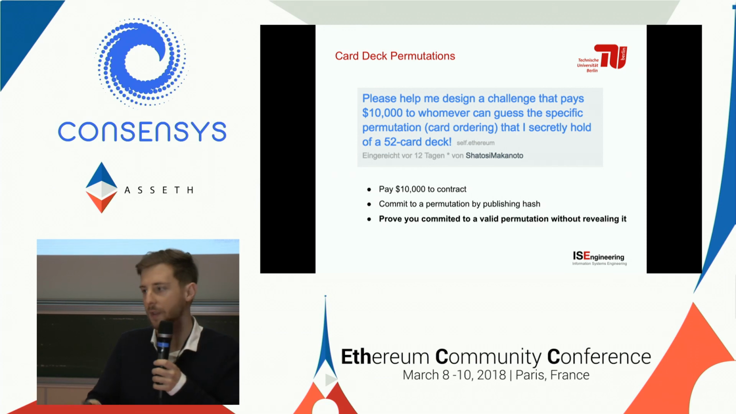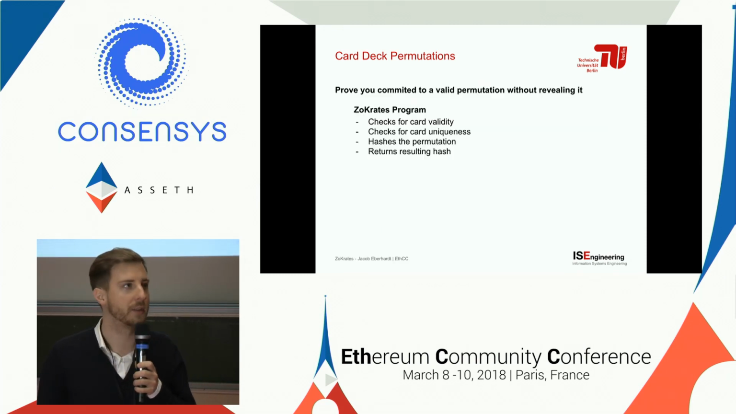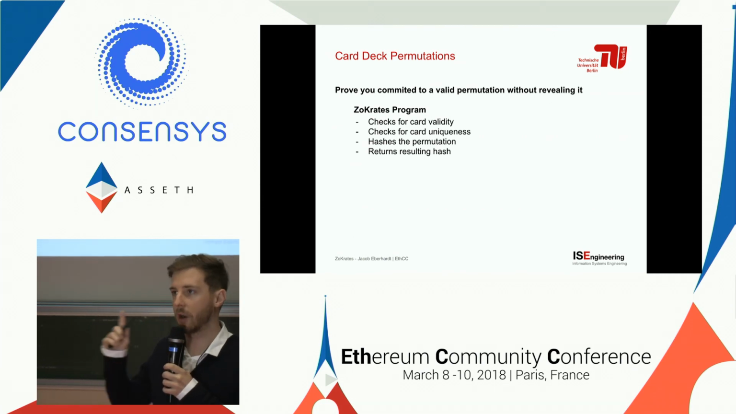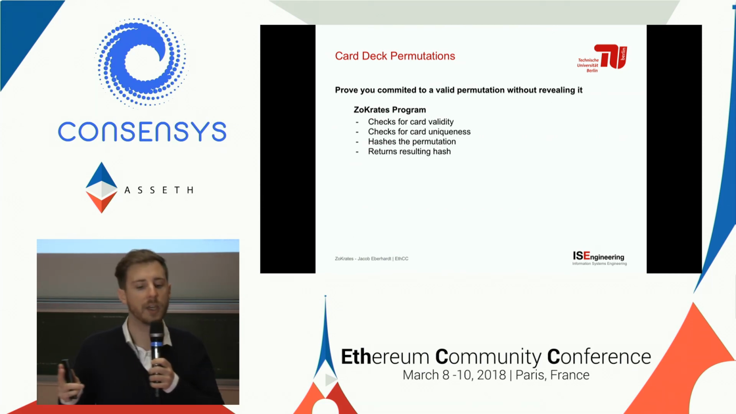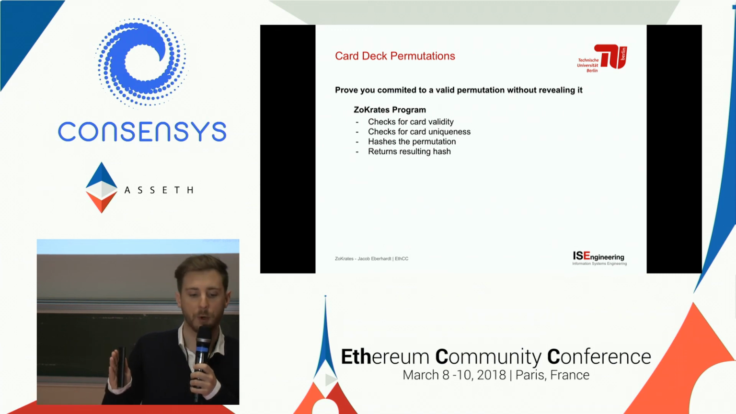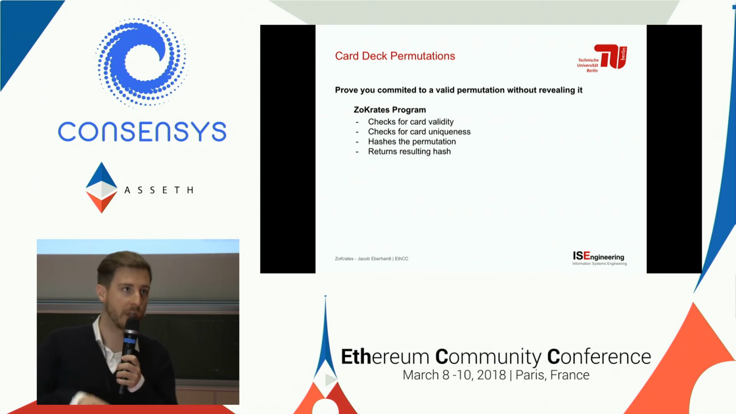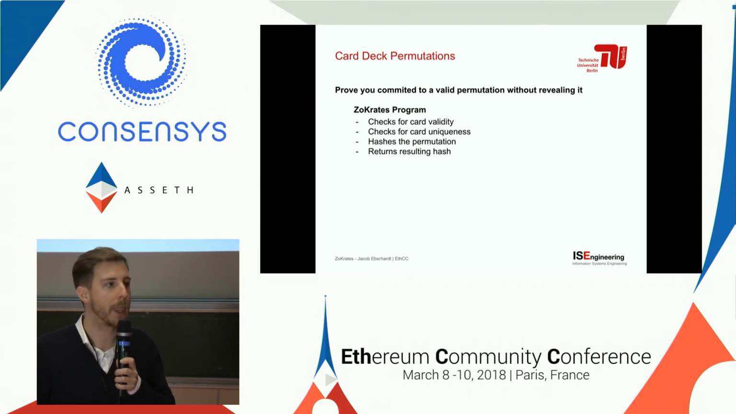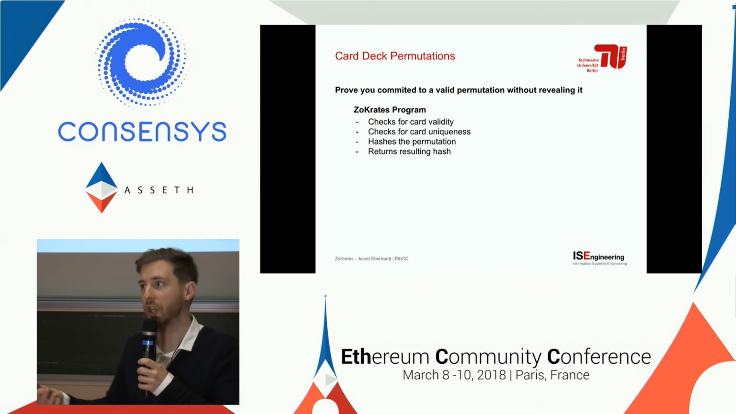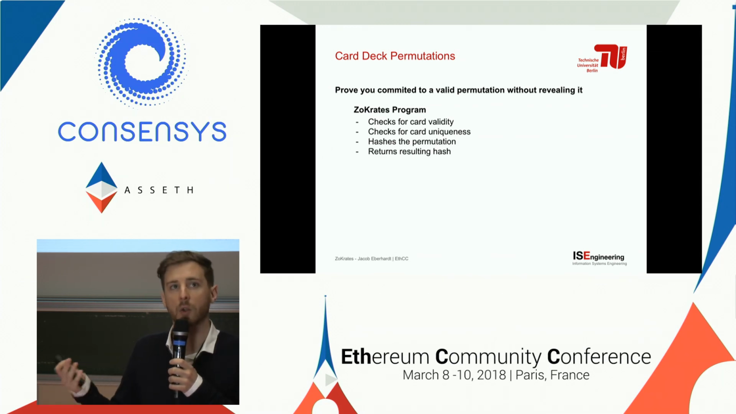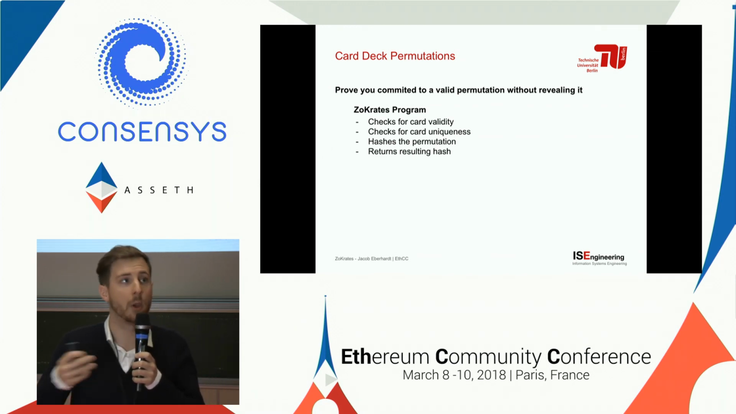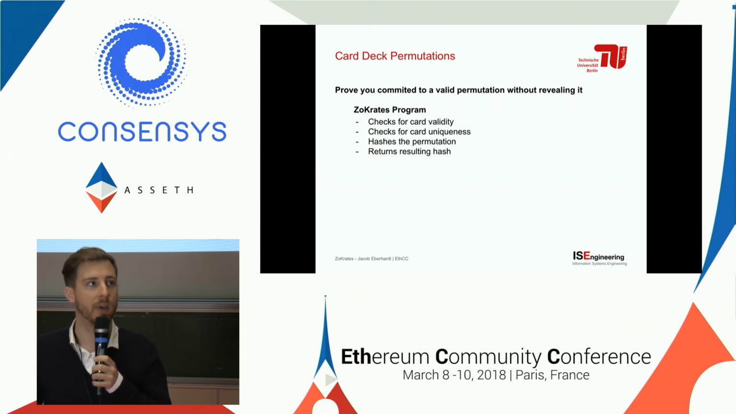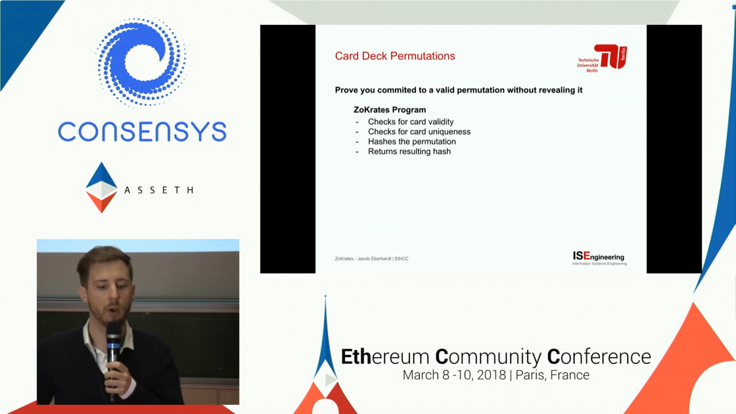And this third part here is where Socrates comes in, because that's what you can do with the tool actually. So you check card validity, you check card uniqueness, and you hash the permutation, and you return the resulting hash. That's what you specify in a Socrates program, and then people could check that there is actually a valid solution for the problem, but they learn nothing but that there is a valid solution to the program, and that's checked on-chain in a proof. Okay?